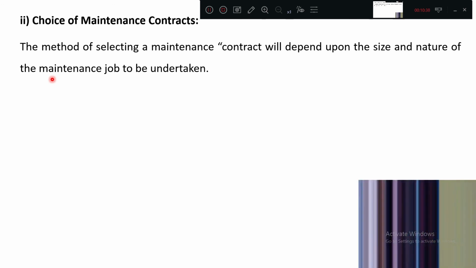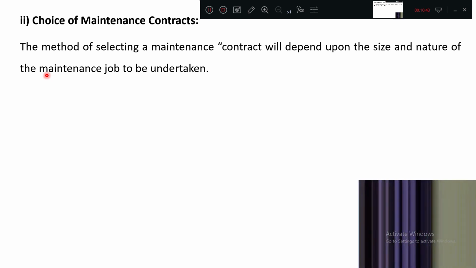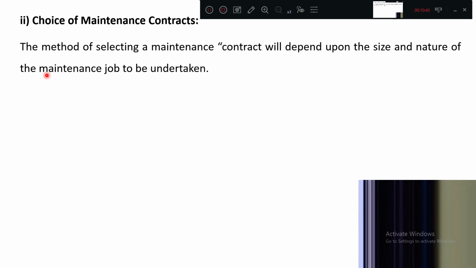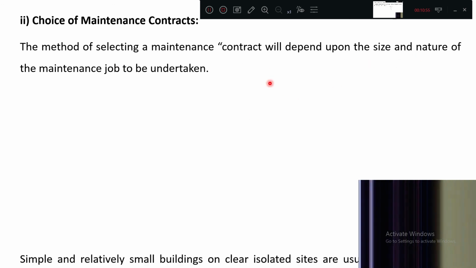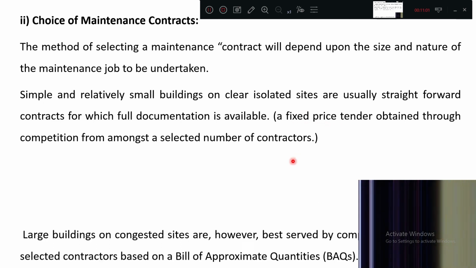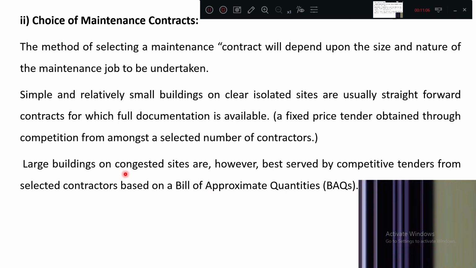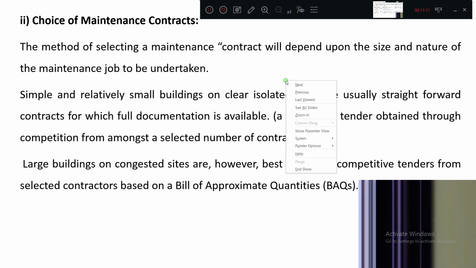If the work is small and straightforward, then we call it a fixed price contract. If the work is big, we split it into smaller items, then we call it an item rate contract or a BOQ contract. So it depends purely on the size and nature of the job. That is what is explained. We can go for fixed price, or we can go for BOQ type or bill of approximate quantity. Larger works include this, smaller works include fixed price contract.